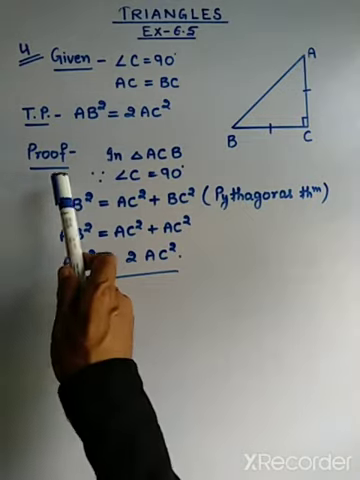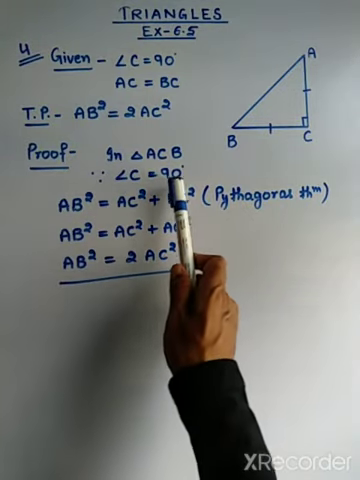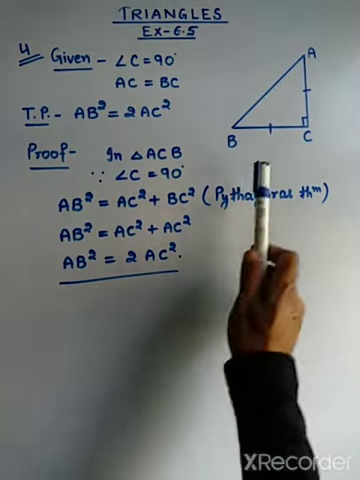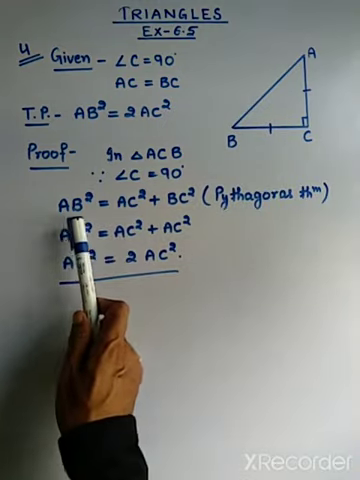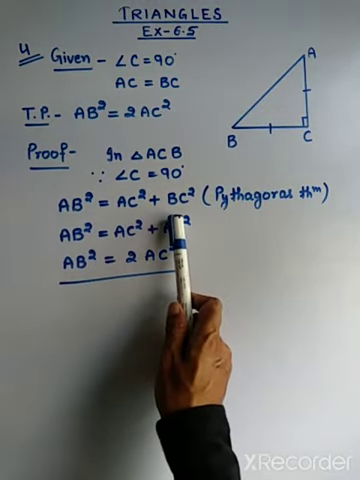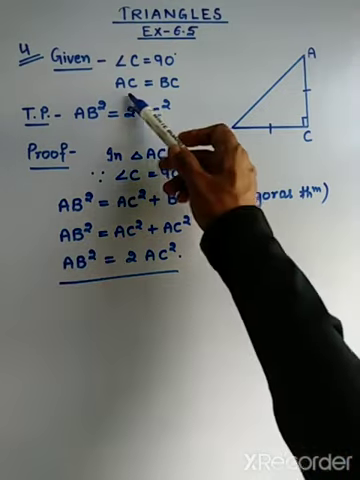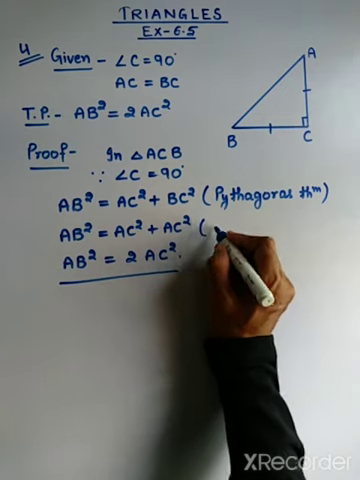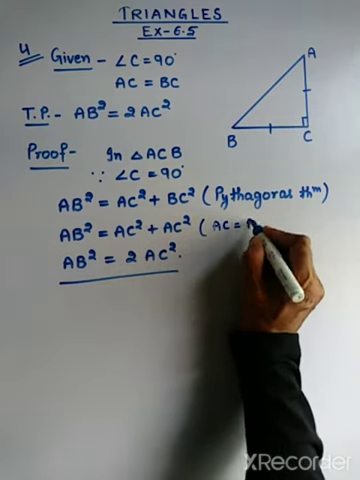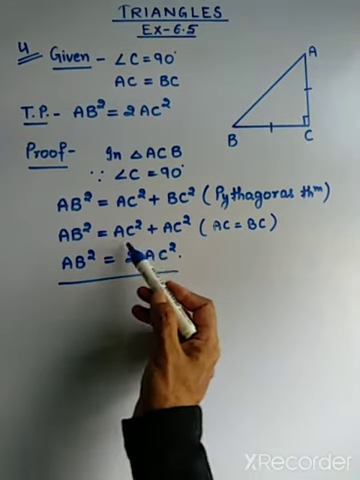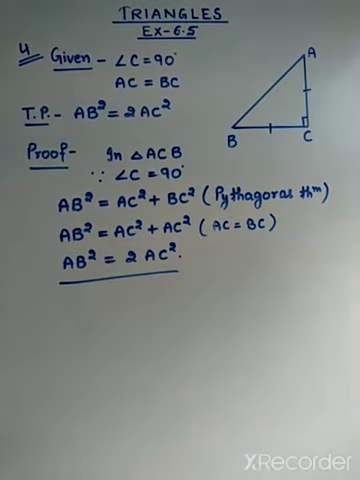Let us start proof. In triangle ACB, since angle C equals 90 degrees, it is given, so we can use Pythagoras theorem, where the hypotenuse is AB. So AB square equals AC square plus BC square. As it is given that AC equals BC, in place of BC we can write AC. So AC square plus AC square, which will be twice of AC square. So AB square equals twice of AC square. This we have to prove.